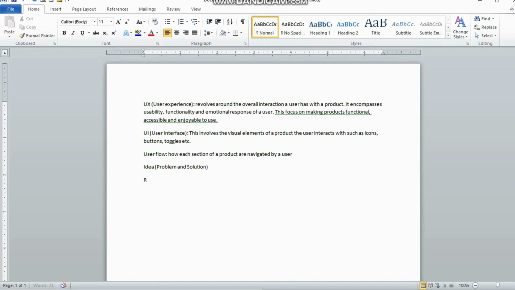Now, the second thing you need to look out for as a designer is the research on the idea. Now, the research involves the SWOT, which means the strengths, the weaknesses, the opportunities, and the threats.